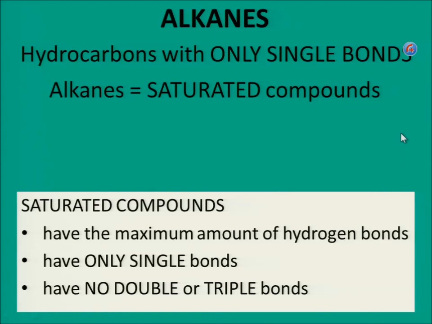Alkanes are hydrocarbons with only single bonds. Alkanes are also called saturated compounds. A saturated compound has the maximum amount of hydrogen bonds. They have only single bonds, no double and no triple bonds.